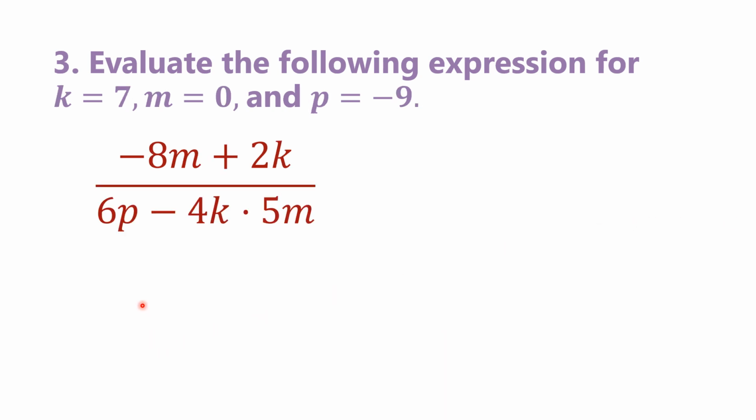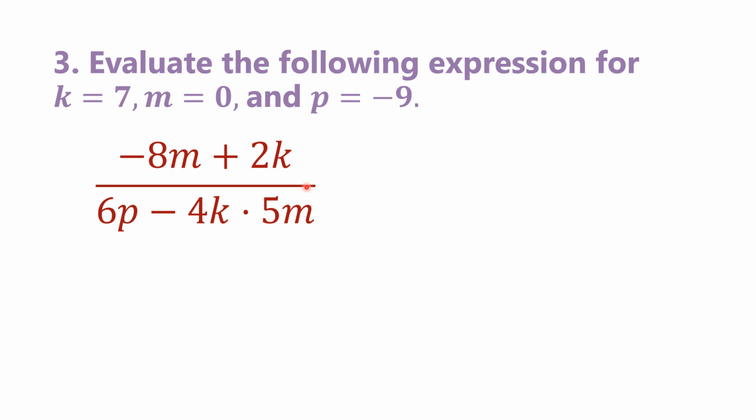All right, here we have one that is a little bit more difficult. I say that because it's in a fraction. It's really not that much more difficult. It's just maybe more intimidating because it's in the form of a fraction. It says evaluate the following expression for k equals 7, m equals 0, and p equals negative 9.